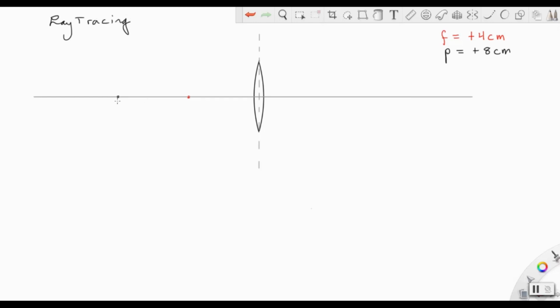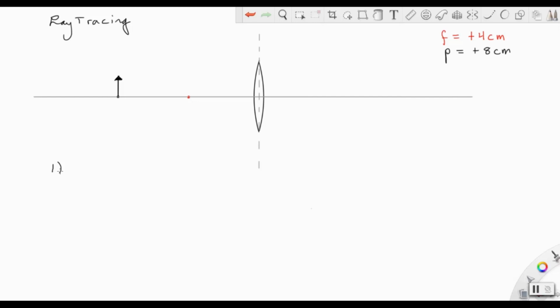Okay, let's place our object. So I'm going to make it about this tall, and we won't put a number to it, but we'll be able to visualize how tall it is whenever we find our image location. So without running through the equation, we can find this by using three principal rays.